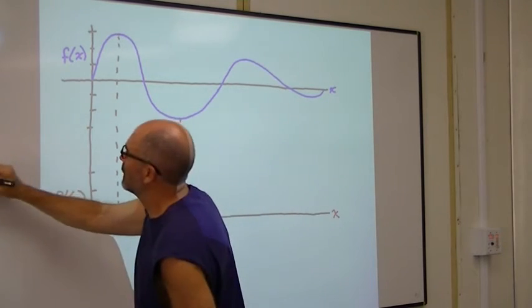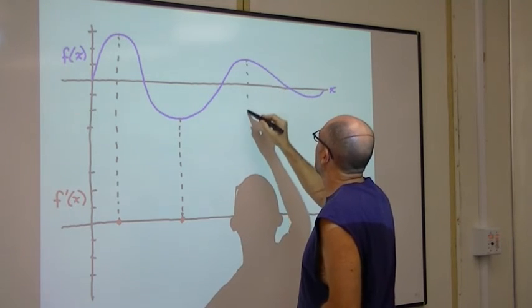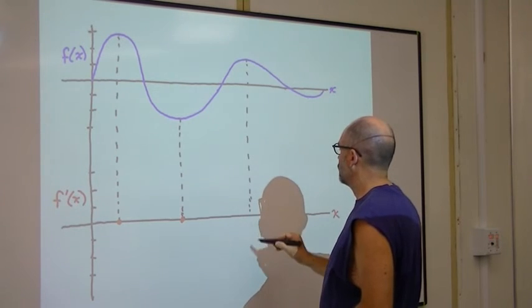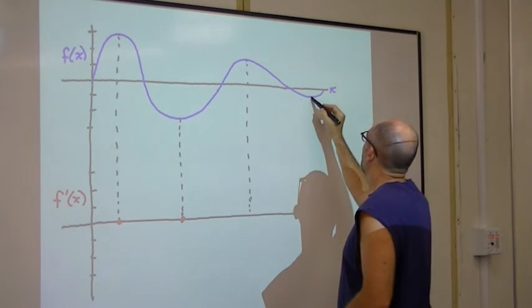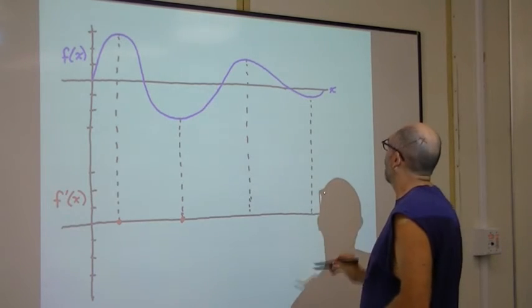Okay, likewise, let's just do all the rest of the maximums and mins. So there's a slope of 0. Hard to do it with the shadow getting in the way. All right.